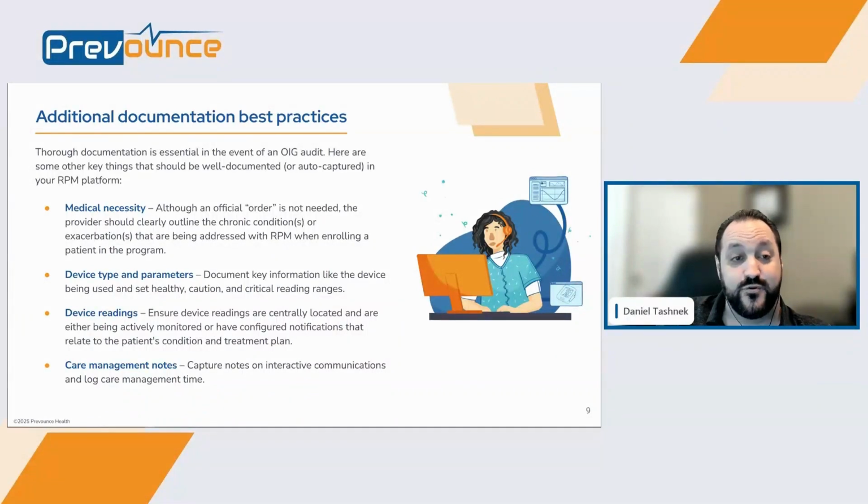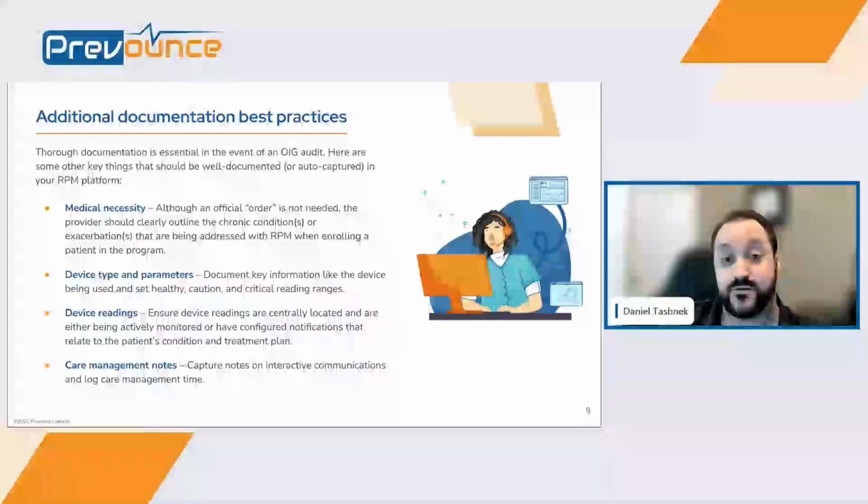But you need to have something analogous that's saying what conditions, what exacerbations, what acute conditions or chronic condition is being addressed with the RPM device, right? And that the provider feels that it's necessary given those conditions, and that the data coming in will be used in the treatment of the patient. It doesn't have to be much, doesn't have to be a big signed requisition form, but you've got to put something in.